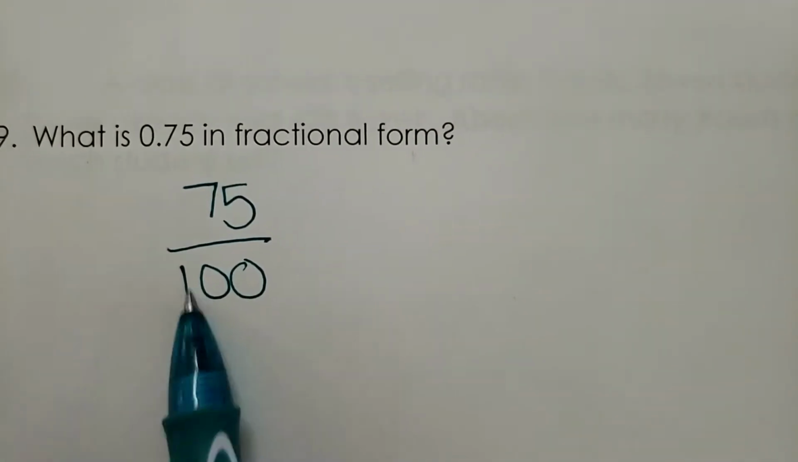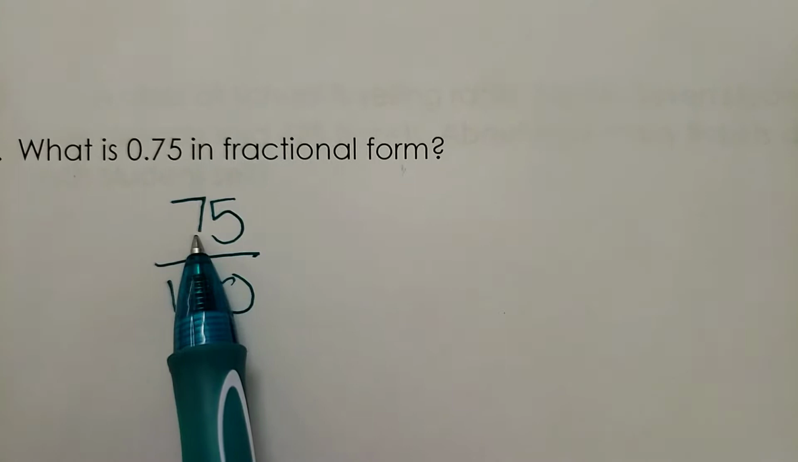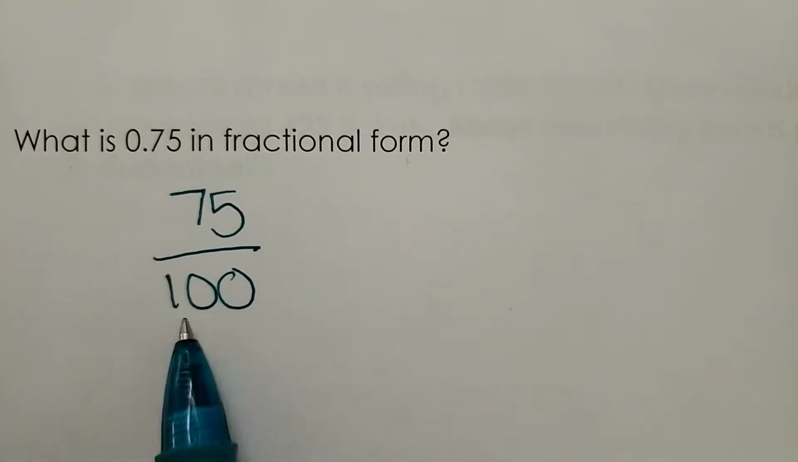75 over 100. It has to be over 100 because there are 2 places here, so there needs to be 2 zeros underneath.